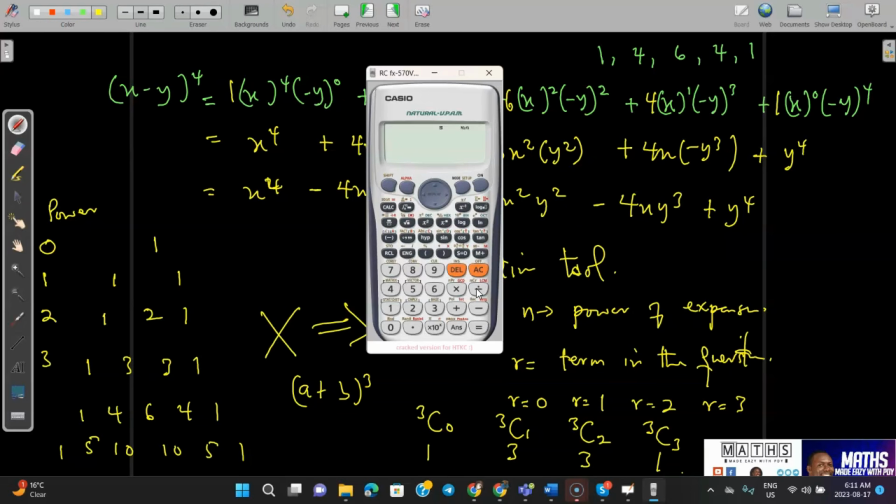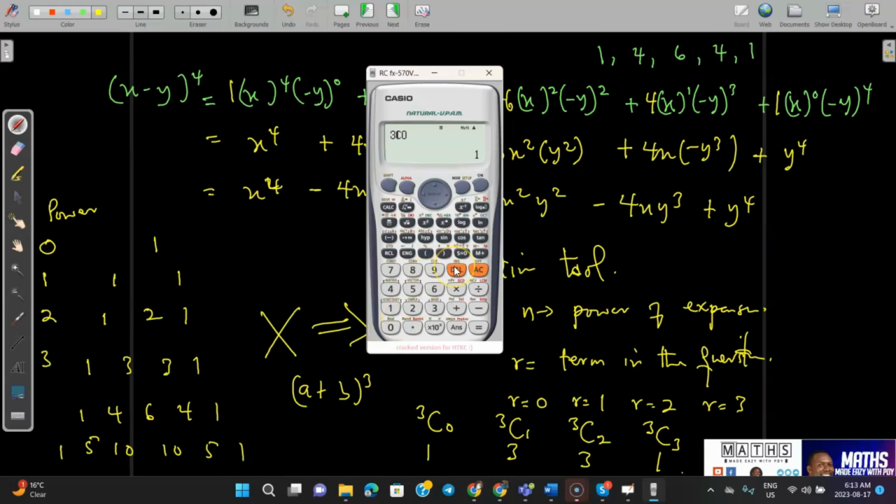Therefore, for the highest power of 3 expansion, you expect 4 terms. n is going to be 3, but the r values will begin from 0 all the way to 3. And then it will give you the 4 terms altogether. So here it is. You key in 3, shift, combination, then you key in 0. Then you press equal to. So it's 1.